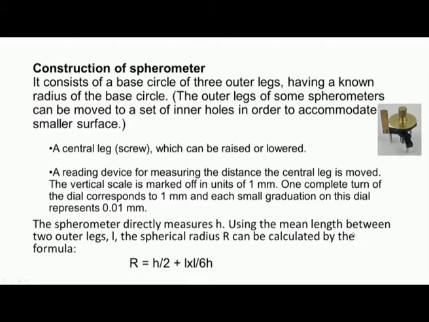Using the mean length between the outer legs L, the spherical radius r can be calculated by the formula r is equal to h by 2 plus L into L divided by 6 h. So, h is given by the spherometer. So, using this relationship we can find the radius of curvature. Now, let us conduct an experiment to study how we can use a spherometer for measurement of radius of curvature.